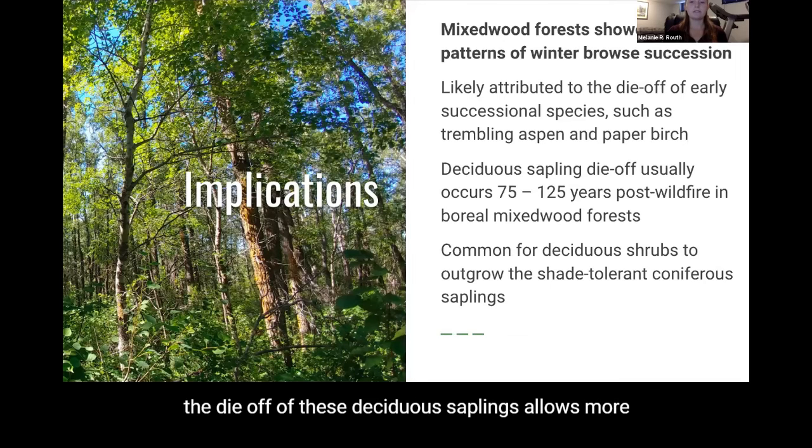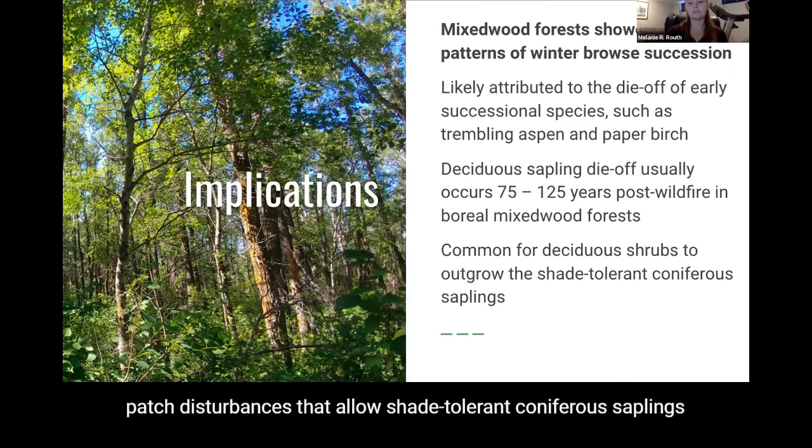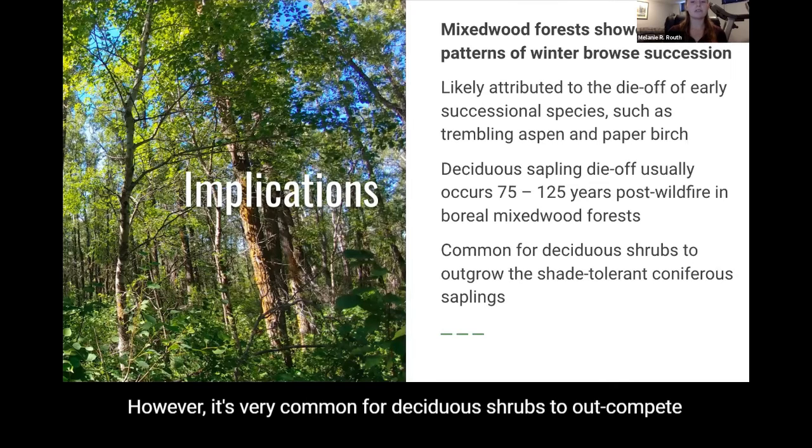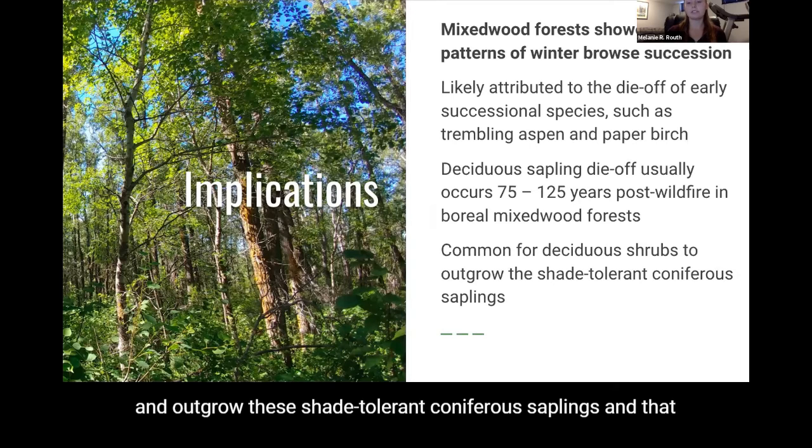The die-off of these deciduous saplings allows more sunlight to reach the forest floor, and that creates small patch disturbances that allow shade-tolerant coniferous saplings to grow within these new abiotic conditions. However, it's very common for deciduous shrubs to outcompete and outgrow these shade-tolerant coniferous saplings, and that allows deciduous shrubs to persist in these new canopy openings.